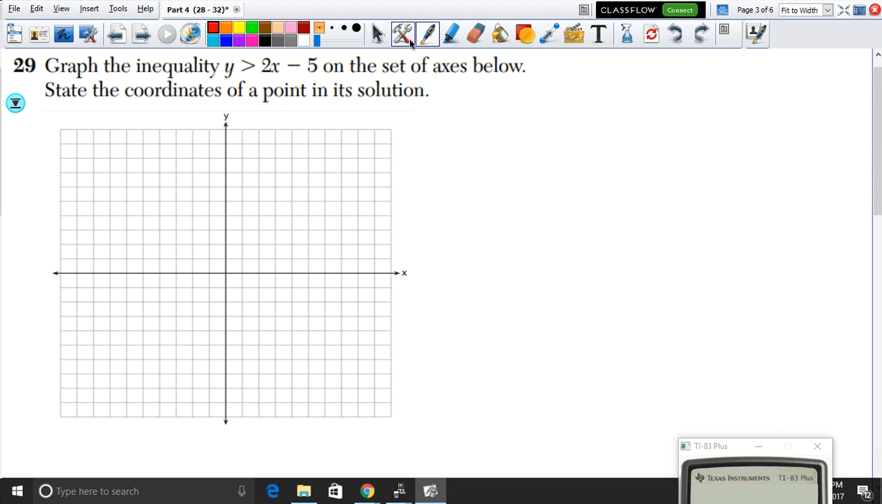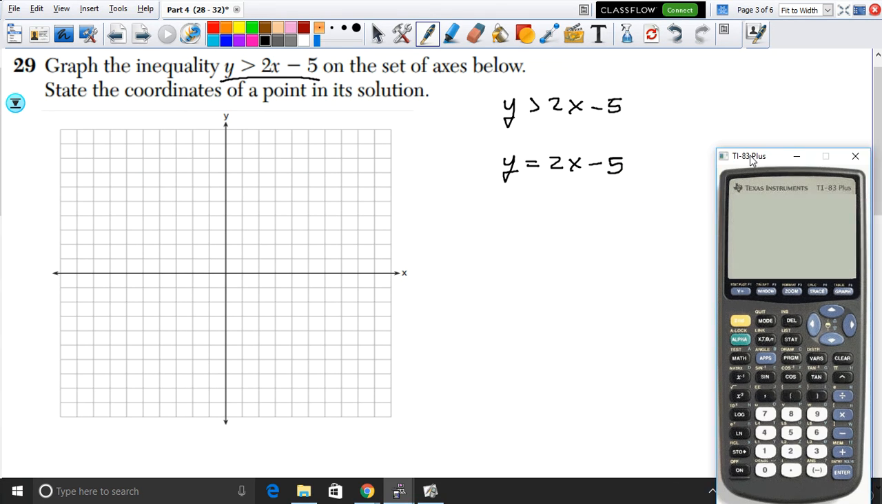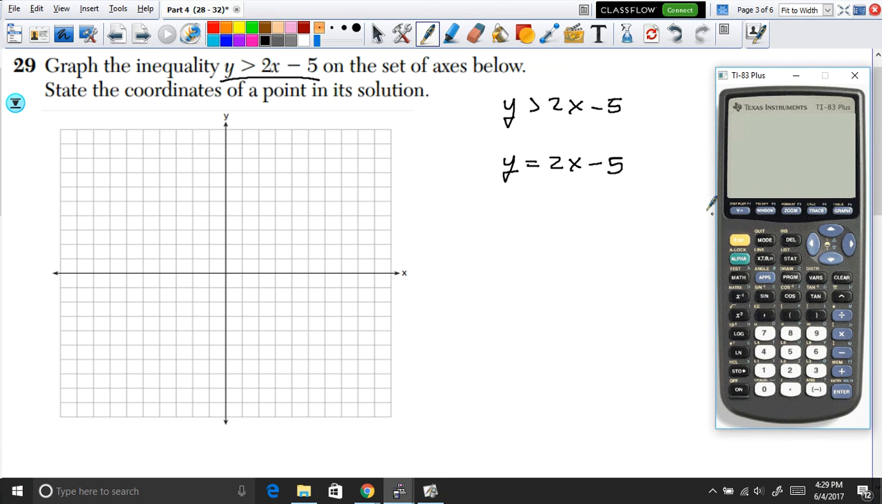Perfect. So let's see here. Now, what we wish to do is we're going to get this inequality and we're going to graph it. Okay, so let's rewrite this. So we have y less than 2x minus 5. This is the inequality that we wish to graph. When we're graphing inequalities, you can think about this as if it was some kind of an equation. We can graph this line, y equals 2x minus 5.